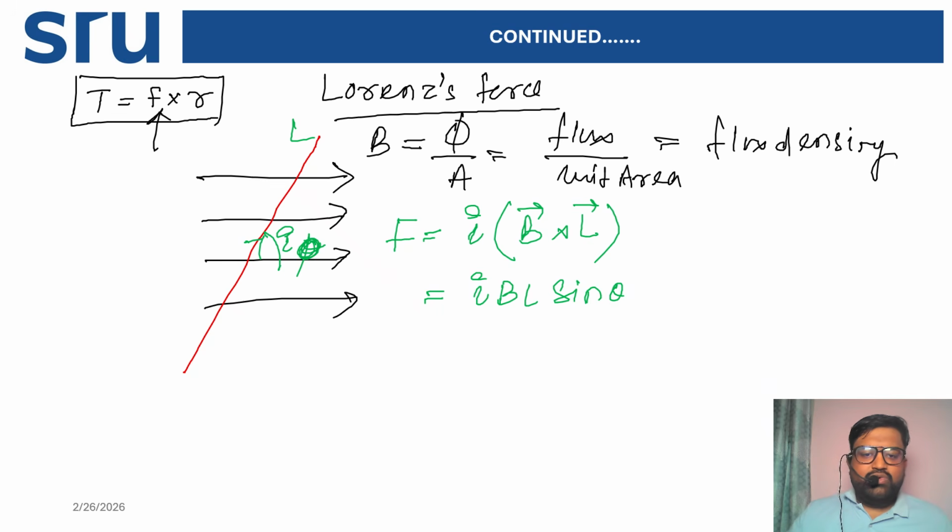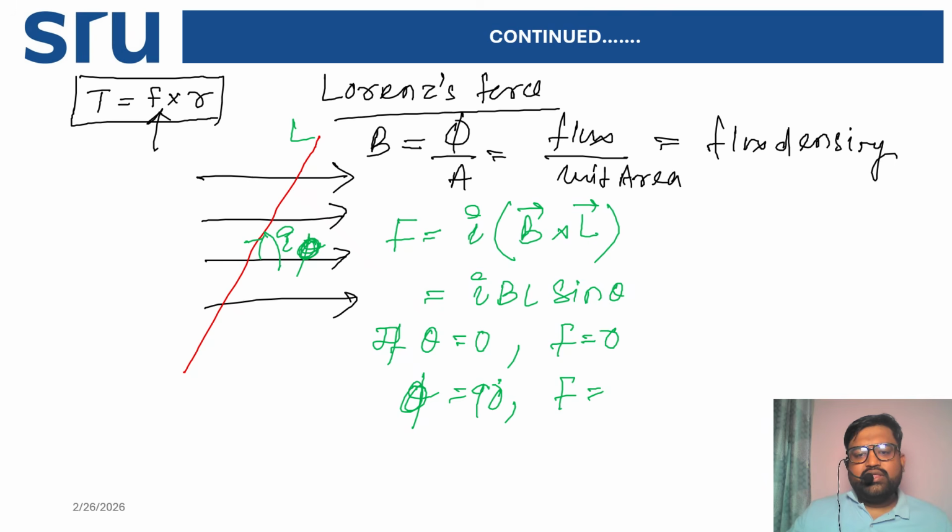Okay. Now come to the point. If we are calculating this, when do you get the maximum force? If your theta is equal to 0, then sine 0 is what? Sine 0 is 0. That's why your force is also 0. If theta equal to 90 degrees, then sine 90 equals 1, and your force is nothing but BIL, that is the maximum force.